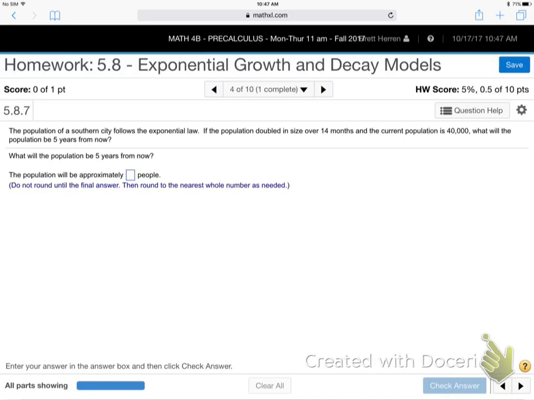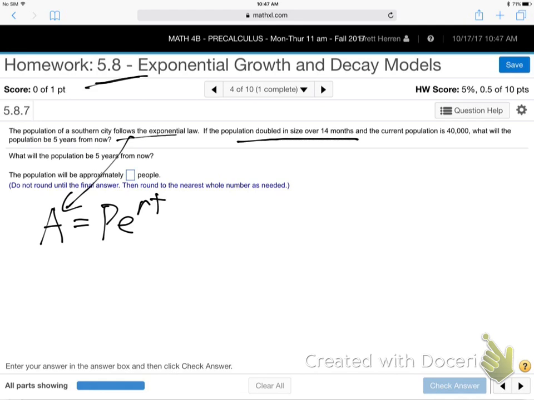All right. So the population of a southern city follows the exponential law. When they say that, that's just fancy talk for PERT again. All these are just PERT. All the formulas in this section are just the PERT formula. Every one of them is continuous growth. And it's always the PERT formula in this section, 5.8, always. They'll call it by different names, uninhibited growth or exponential law or whatever. If the population doubled over 14 months.